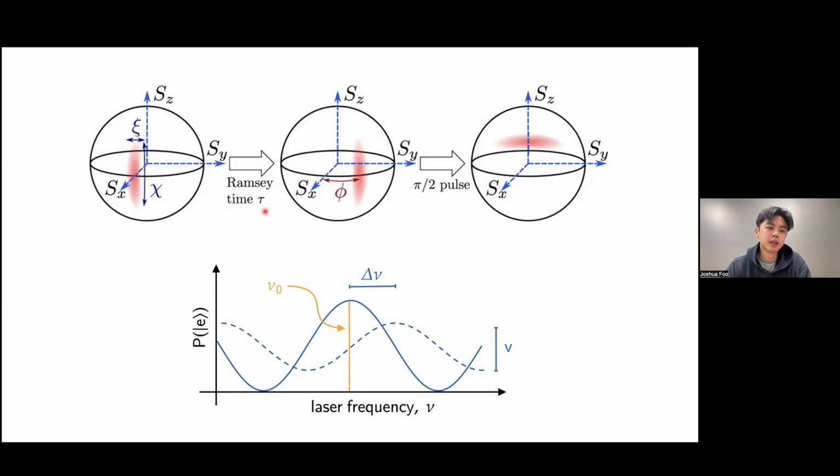And so if the laser is slightly detuned from the atomic transition, this will precess around the Bloch sphere. Then a second pi/2 pulse projects this accumulated phase into a population difference between the ground and excited states. One then measures, for example, the excited state population over and over again to gather an interference fringe called the Ramsey fringe. The probability of finding the atom in the excited state is maximized when the laser is resonant with the atomic transition.